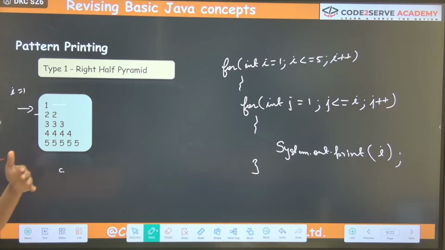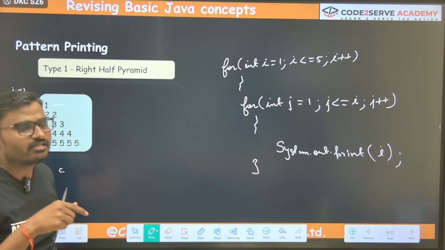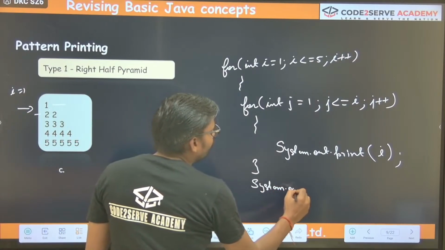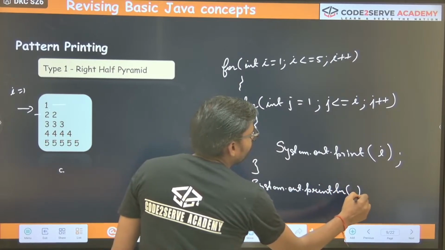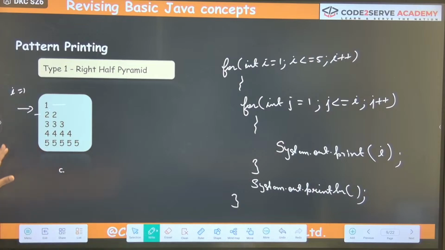Next, after printing every row, suppose we printed this, now we have to come to the next line. So for coming to the next line, after the j loop closes, we have to change the line. So we'll write System.out.println. All right, so we covered these three parts. Now let us see the next part.